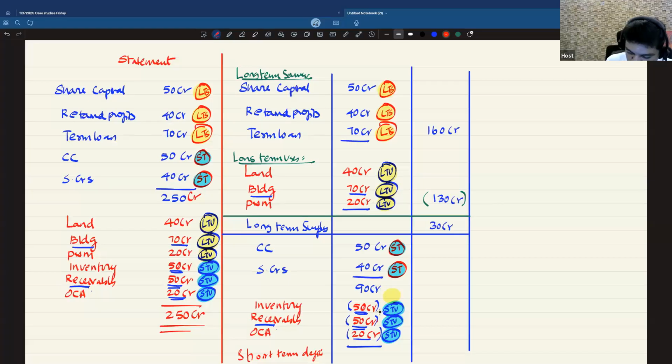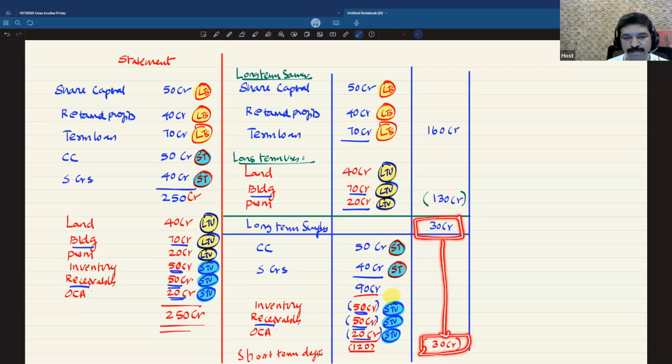How much is that? We know 90 is the source and usage is 120. So 90 minus 120, you have a short-term deficit of 30 crore. Yes or no? Now look at this beautiful statement. This statement shows they had a long-term surplus of 30 crore. You are asking where that 30 crore went. That 30 crore went to support this shortage. Is this clear?